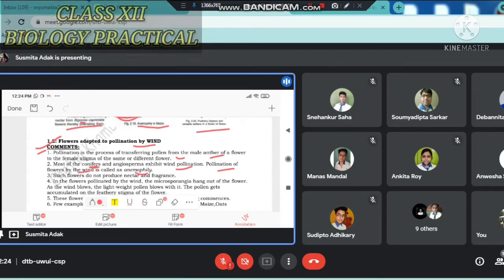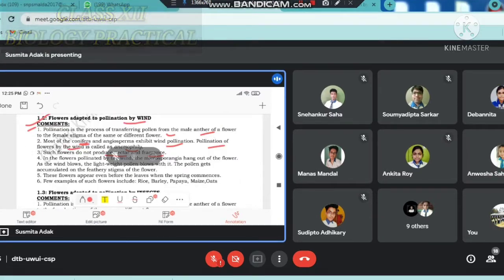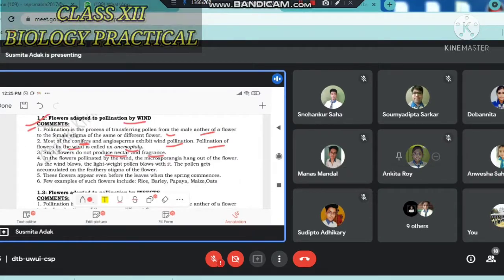There can be a question: do you know the name of the pollination which is done by the wind? Then you have to tell that the process name is anemophily. Okay. So see, such flowers do not produce nectar or fragrance. These types of flowers, which are pollinated with the help of wind, do not produce any nectar, because birds or animals are not sucking this nectar. That's why there is no need of nectar here. So these flowers do not produce nectar and fragrance.